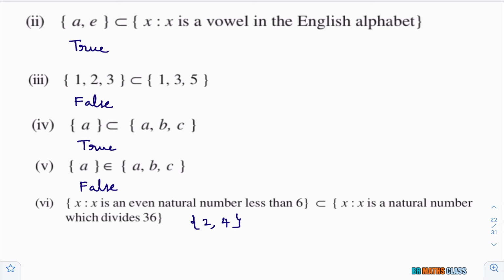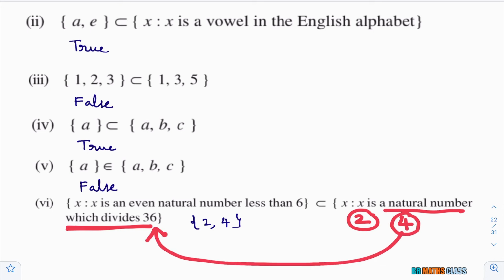Now, you need to check whether all the elements present in this set are present in the other set or not. The second set contains what? X is a natural number which divides 36. Check clearly: is 2 there in the second set or not? 2 is a natural number, clear. Does 2 divide 36? Yes, 2 into 18. Is 4 a natural number? Yes. Does 4 divide 36? 4 nines are 36. Clearly, the elements 2 and 4 are present in the second set.